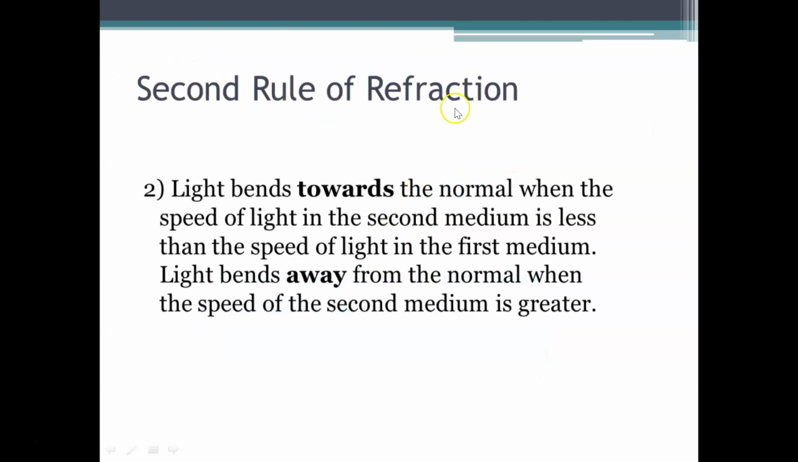Now the second rule of refraction states that light bends towards the normal when the speed of light in the second medium is less than the speed of light in the first medium. However, light will bend away from the normal when the speed of the second medium is greater. Now this rule is kind of confusing to me, so I usually just draw a picture.